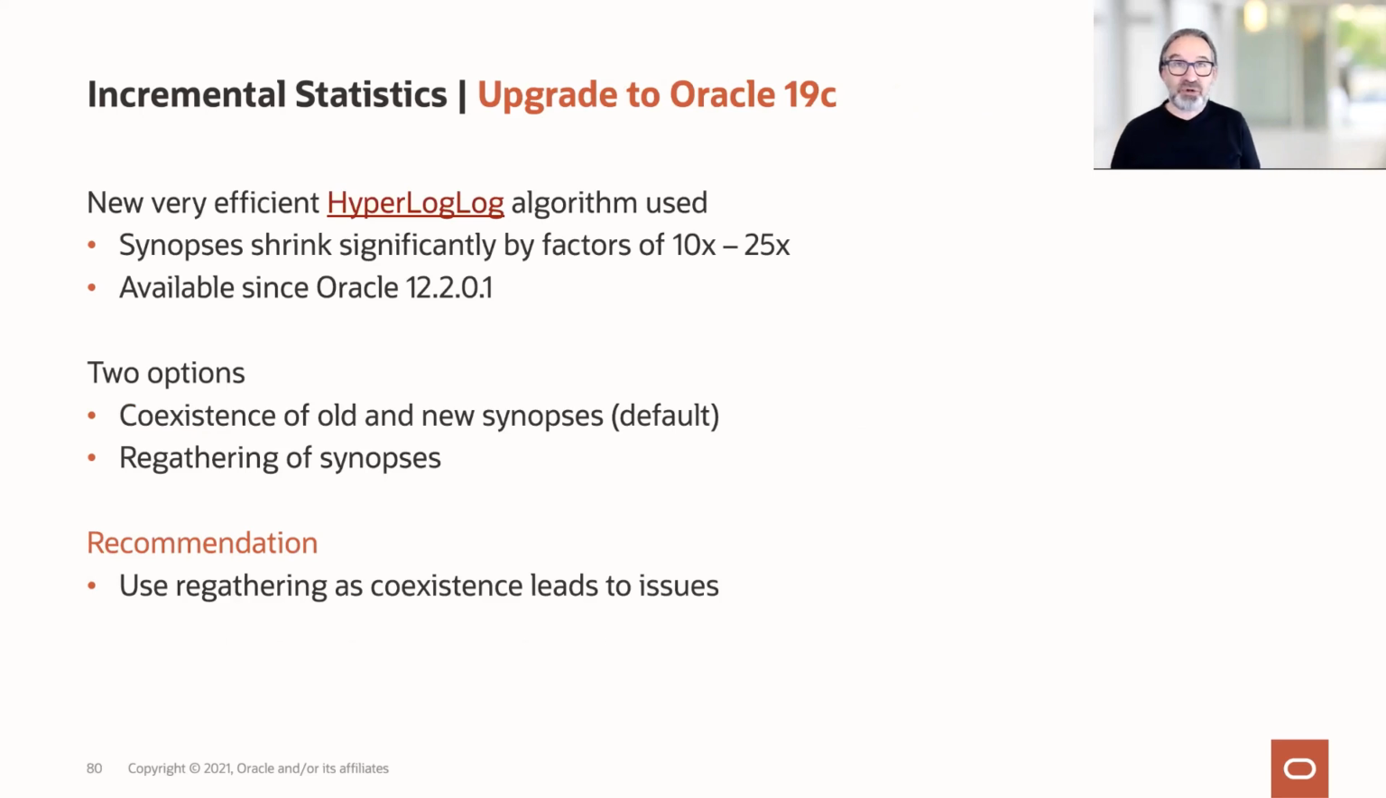When you upgrade now to 19c, the same would apply to 12.2.1 and 18, but we talk about upgrades to 19c because this is the release you all need to upgrade to. Then we have the new, highly efficient hyperloglog algorithm. And hyperloglog is not an invention from Oracle. It's a known algorithm. If you download the slides as PDF, the link will get you to a Wikipedia entry explaining the algorithm a bit more.